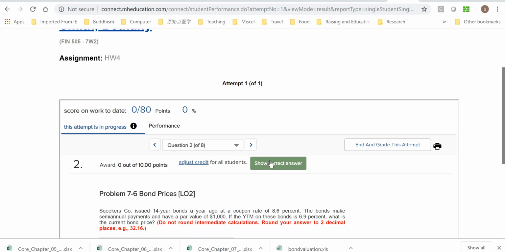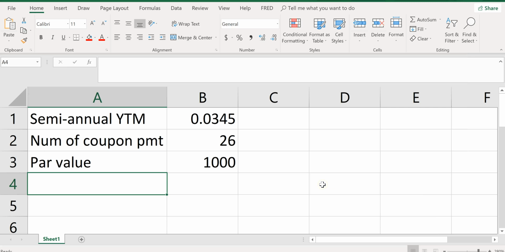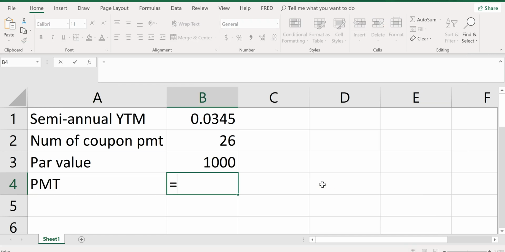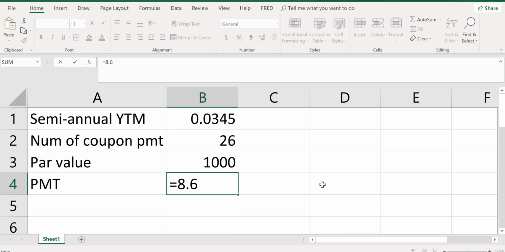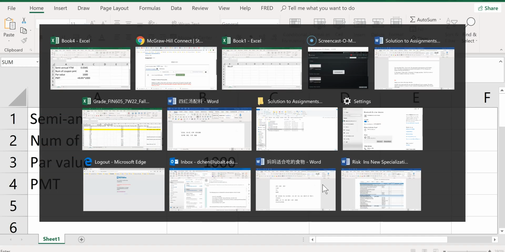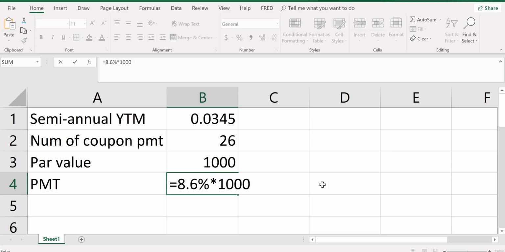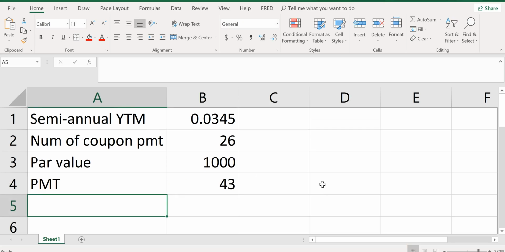Do we have other arguments here? I believe yes, we have the payment. That stands for the coupon payment. So here the coupon rate is 8.6% times 1,000 par value, and this is the annual coupon payment. Because the coupon is paid semi-annually, we need to divide that by 2 to get the semi-annual coupon payment.